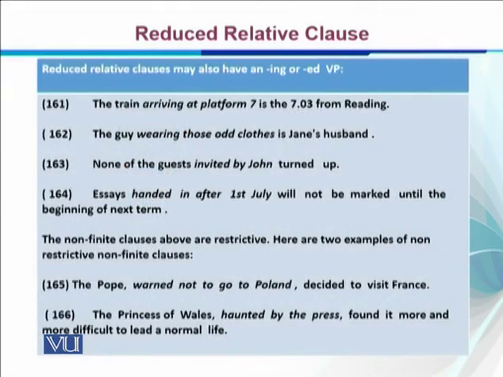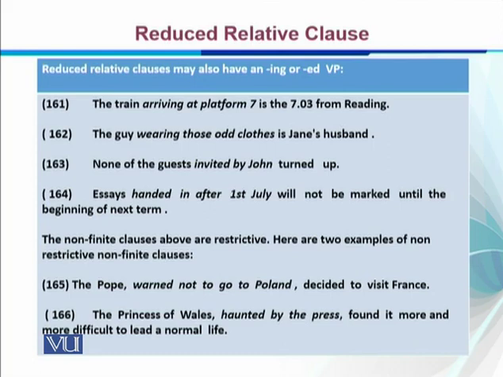If we look at this, we can have the present participle or the past participle form of the verb used as the reduced relative clause. So, the train arriving at platform 7. Here, arriving is a present participle. The guy wearing those old clothes, none of the guests invited. So here we have a past participle.